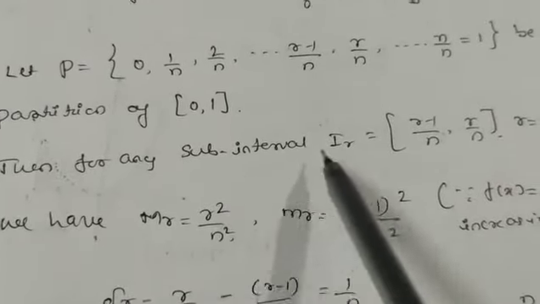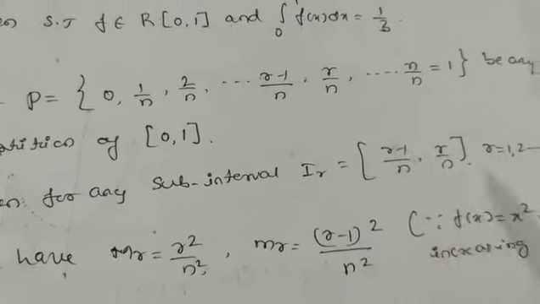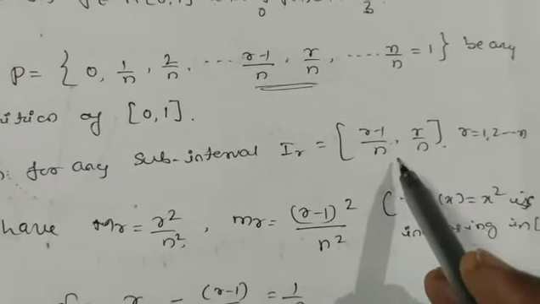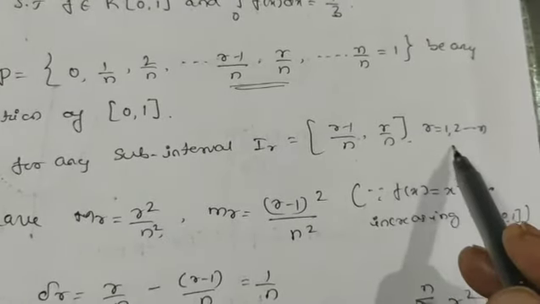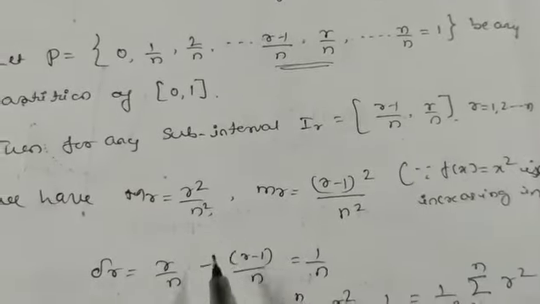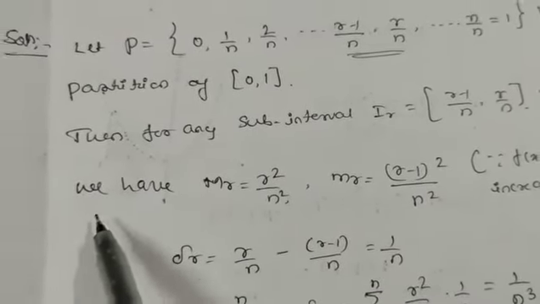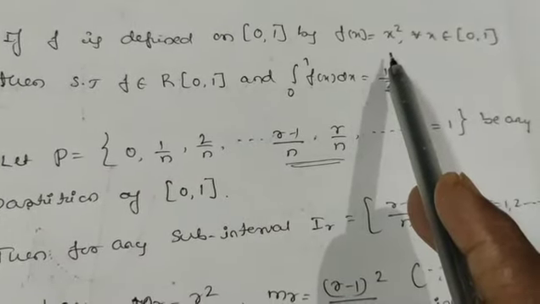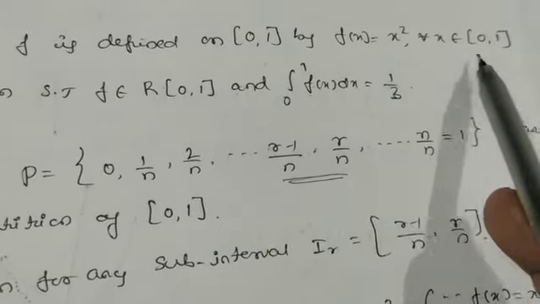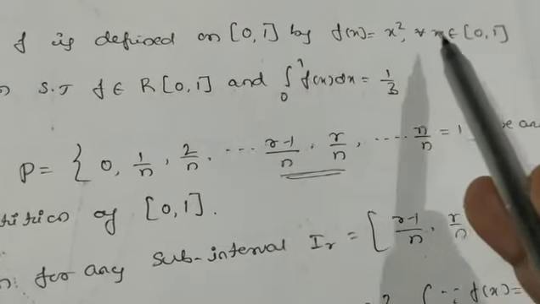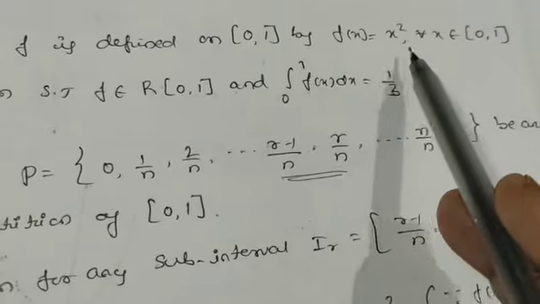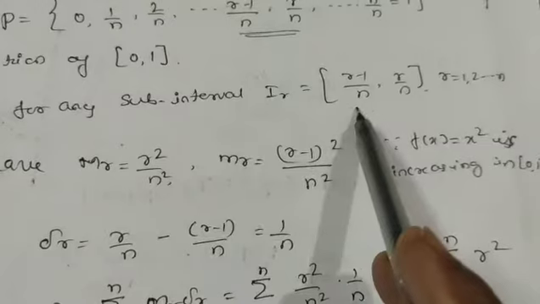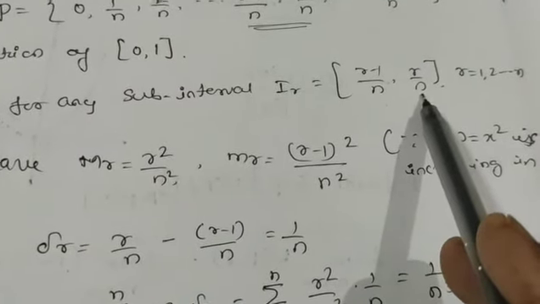Then for any subinterval I_r, let us take this subinterval I_r equal to [(r-1)/n, r/n], for r equal to 1 up to n. Since this function is f(x) = x², x² is an increasing function in this interval. When you put x equals 0, it is 0. When you put x equals 1, it is 1. Because it is x², it is an increasing function only. Therefore this is capital M_r and this one is small m_r, since it is an increasing function.